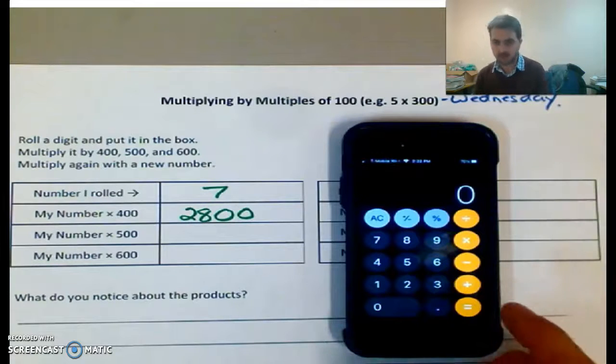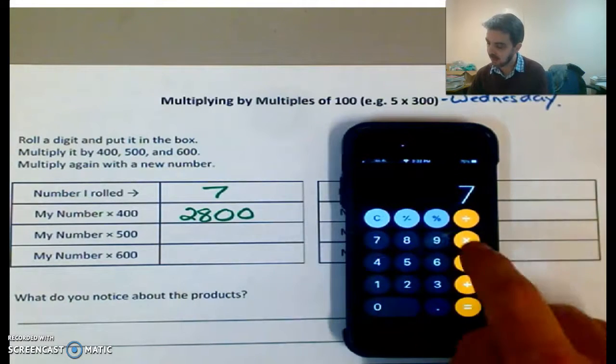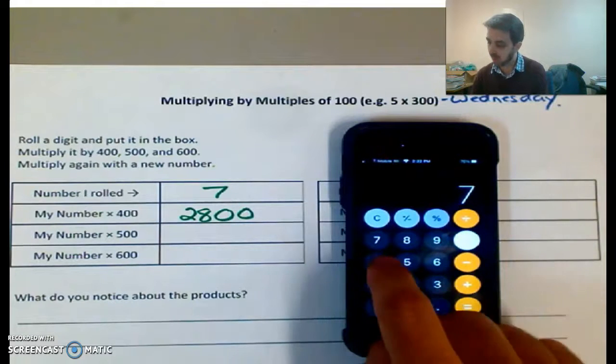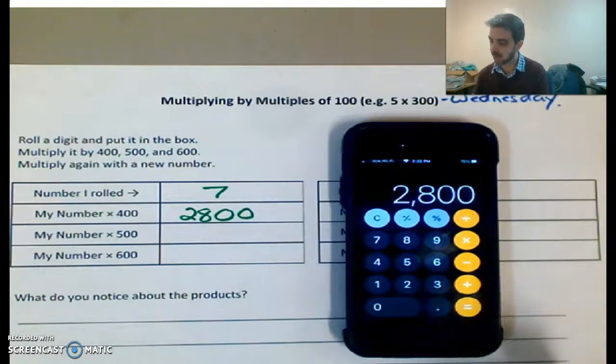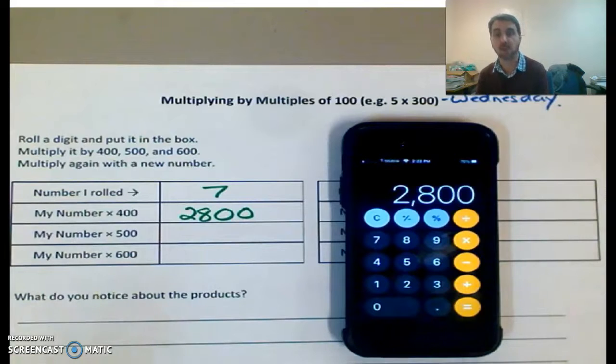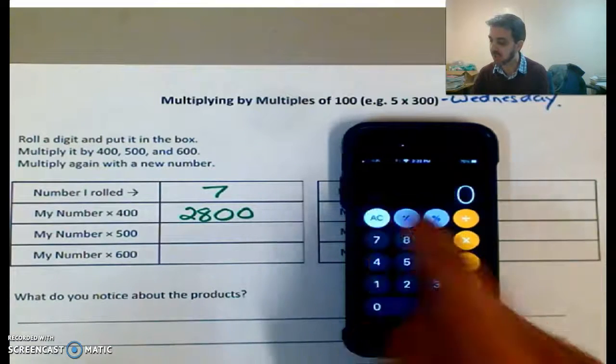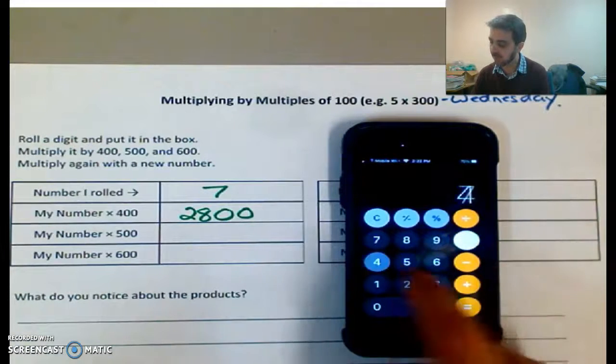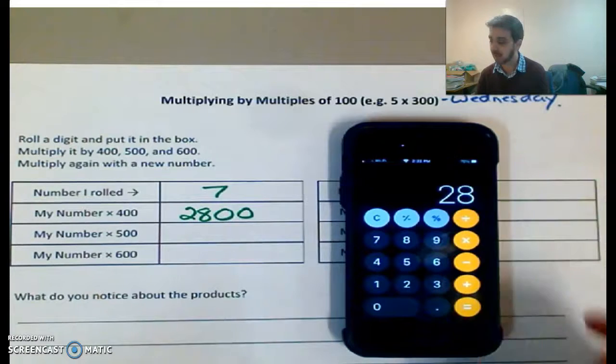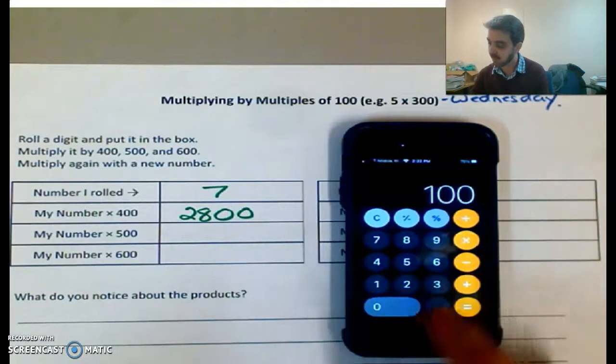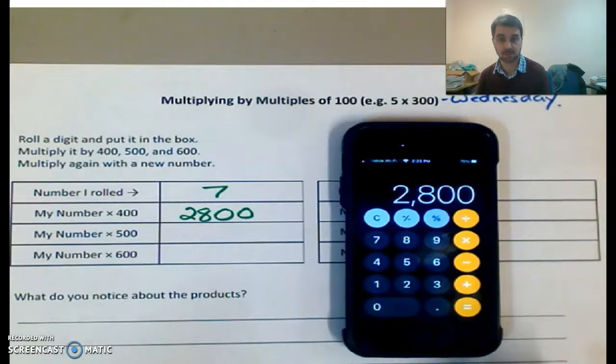I got my phone calculator here, so I'm going to do 7 times 400 equals, okay, so I'm right, 2,800, or 28 hundreds. Kind of makes sense, right? If you have 4 hundreds and you do it 7 times, you end up with 28 hundreds. So watch this, boys and girls. What if I do this? 7 times 4 equals 28, times 100. Bam, there's our 2 zeros.